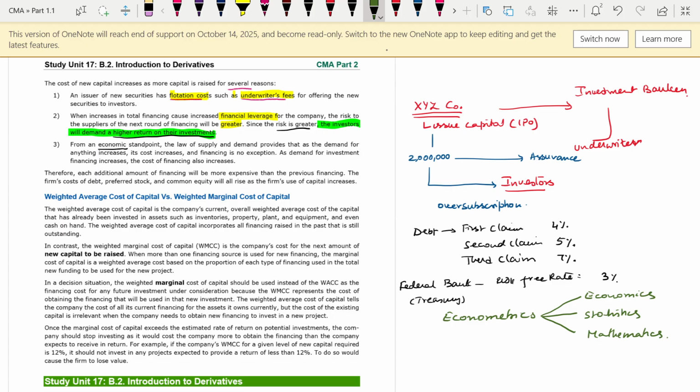Economics gives you the most important thing: the law of supply and demand provides that as the demand for everything increases, the cost will also increase. Financing is no exception. As the demand increases, what will happen? The demand for financing increases. What will happen? The cost of finance also increases. As the demand for investment financing increases, the cost of financing also increases. Okay, it is demand and supply.